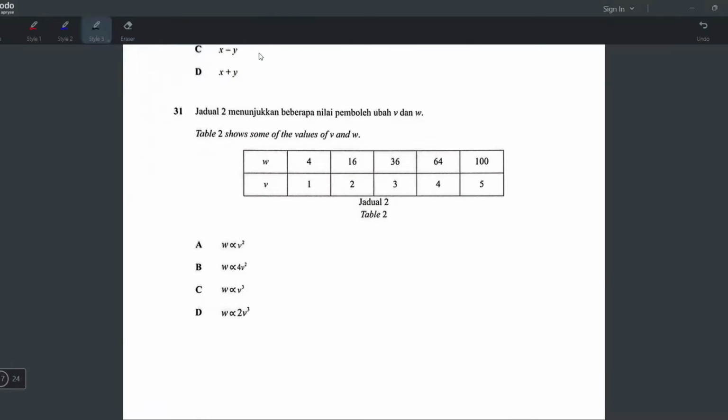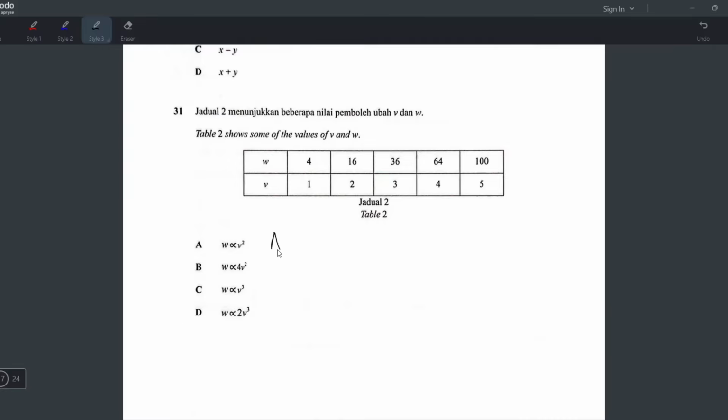Okay, 31. Table 2 shows some of the values V and W. Okay, boleh nampak? A, W ni, okay, B ni, okay lah. This one is Form 5 Chapter 1 variation. Okay, macam mana nak tahu which one is the answer? Very easy mah. First, kita buat macam mana tahu? So, we are doing paper 1. So, paper 1, we can straight away look at the option, the answer option, and straight away do it.